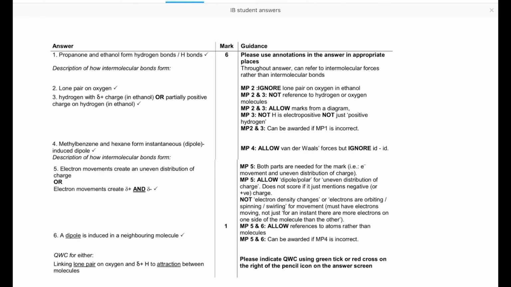Okay, so here is the mark scheme for this question. As I said, you may want to screenshot this, or if you're on the website, then you can download it. Let's have a look at what the marking points are. So first of all, we've already worked out the strongest type of intermolecular bond between propanone and ethanol, it's the hydrogen bond. And then we have 2 marks for explaining how the hydrogen bond forms. The lone pair on the oxygen of propanone is strongly attracted to the delta positive hydrogen in ethanol.